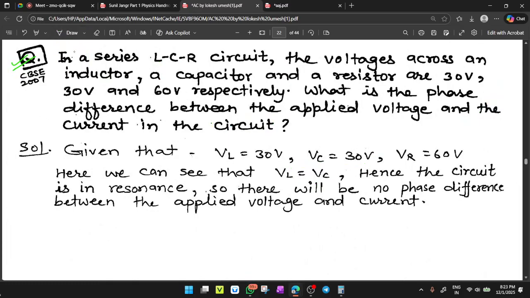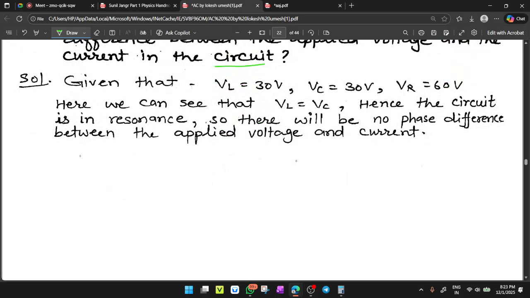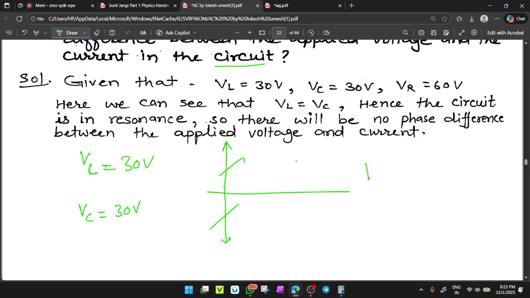Now check this question. In a series LCR circuit, the voltages across the inductor and the capacitor are 30 volt and 60 volt respectively. What is the phase difference between the applied voltage and the current in the circuit? Quite a simple question, students. You see, the RMS value of VL equals 30 volt and VC equals 30 volt. You know VL and VC are out of phase. As both are equal, they will cancel each other. VL equals VC, and your net voltage V equals VR. So V equals VR.